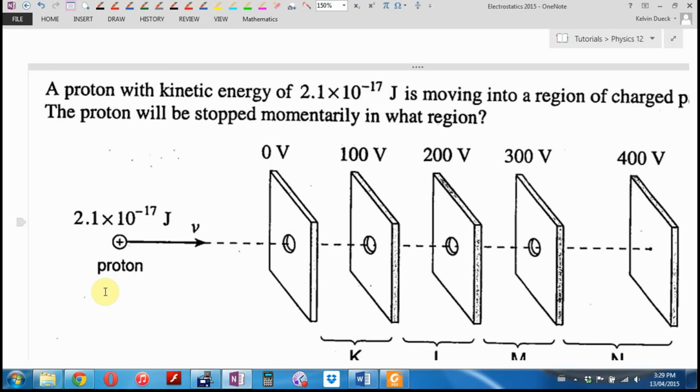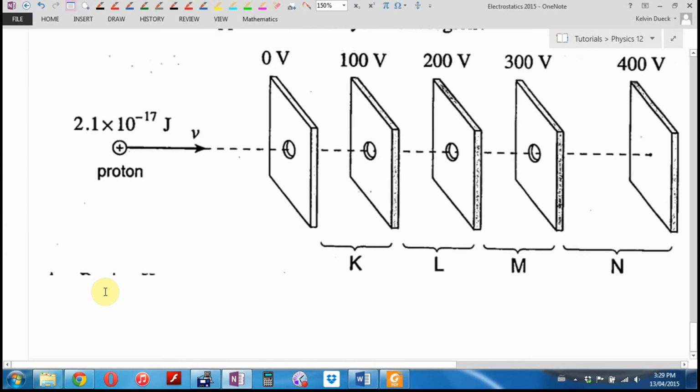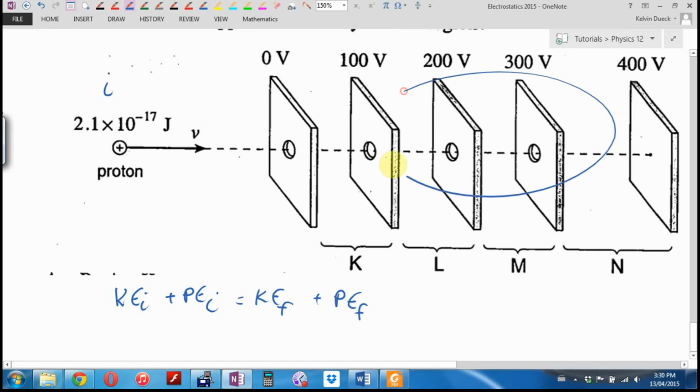This is a job for conservation of energy. So I would say KE initial plus PE initial equals KE final plus PE final. This is initial; final is somewhere in here. I don't know where. Initially, just like when you throw something up, what's your initial potential energy on the ground? 0. Oh, and it said stopped.